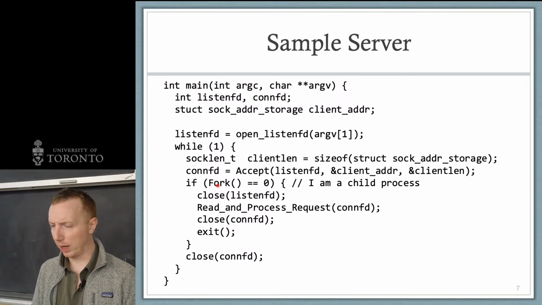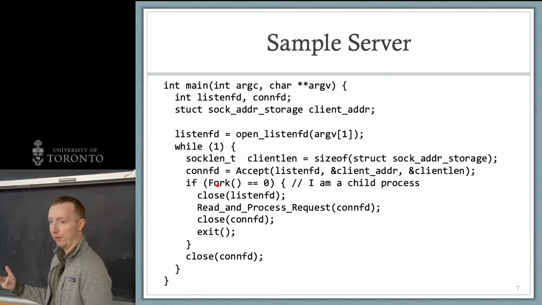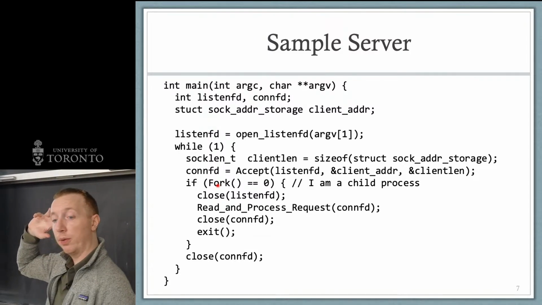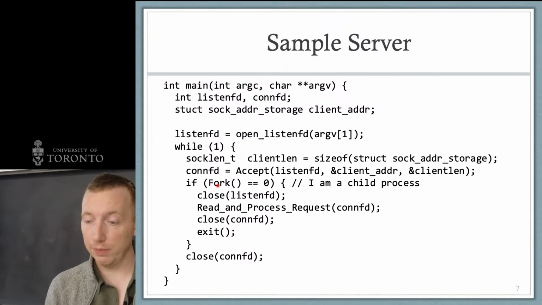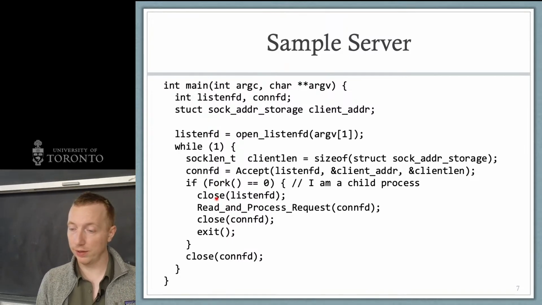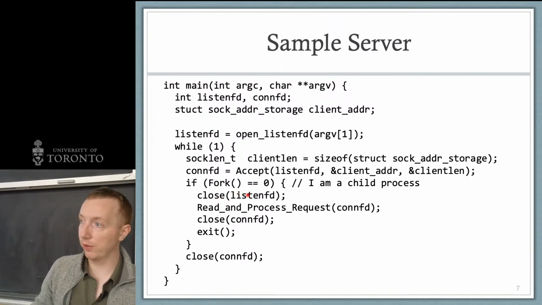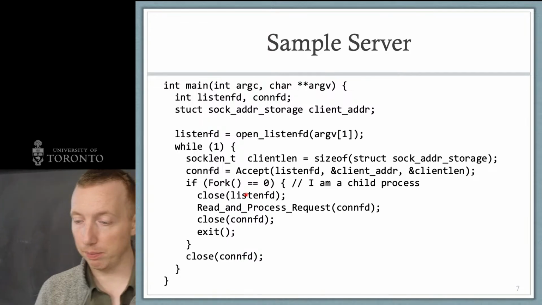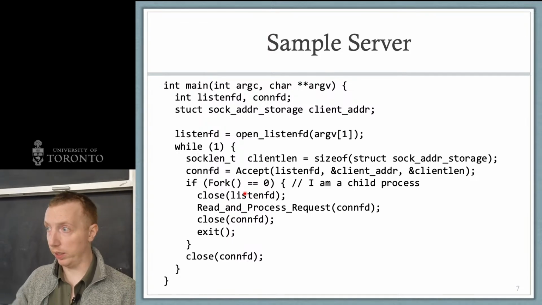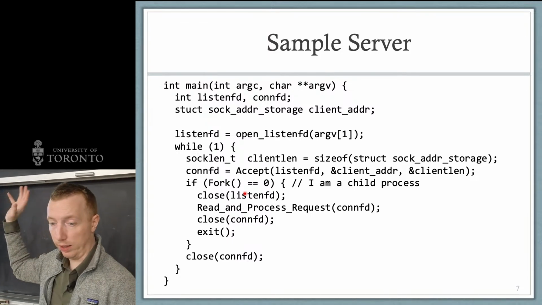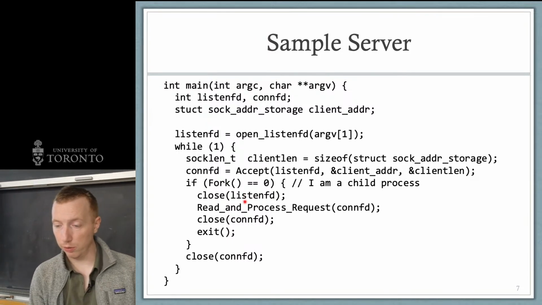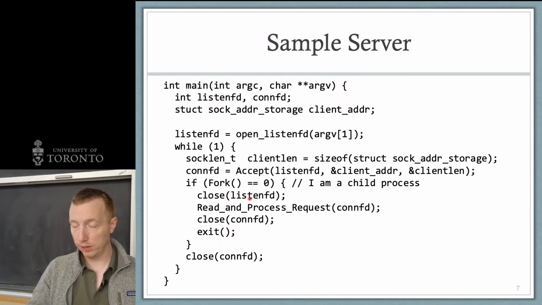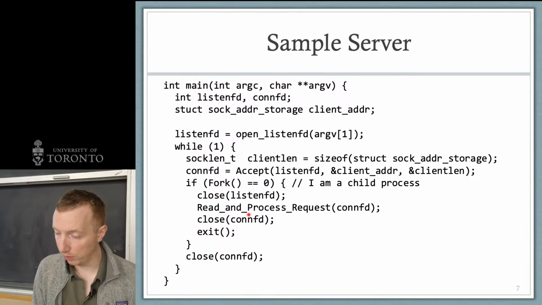I don't know why it's a capital F here. That's wrong. It's lowercase f. And then if it returns 0, that means you are the newly created process. So if you're the newly created process, it closes the listen file descriptor that's waiting for incoming connections, because we only want the main process that is in this while loop to be accepting connections on that listen file descriptor. Again, I can give you examples if you want.